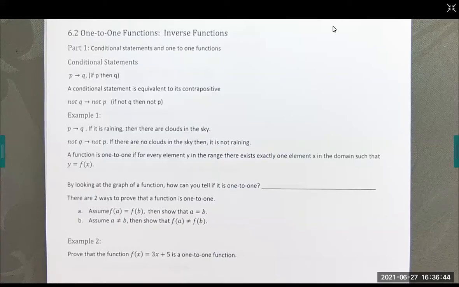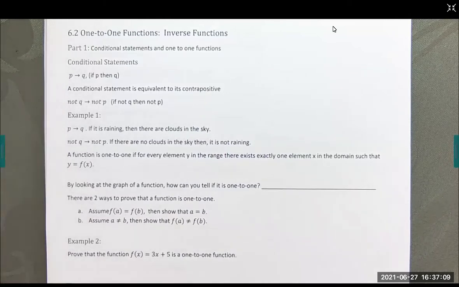Welcome back. We are to the second section in chapter 6. Today we're going to be talking about one-to-one functions first and then inverse functions. This is one of the more abstract lessons that we're going to be doing. But we need this foundation so when we get to logarithms, it makes a little bit more sense. We're going to start with some conditional statements and one-to-one functions.